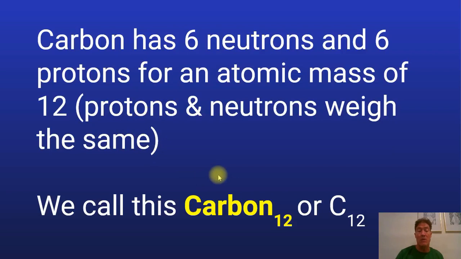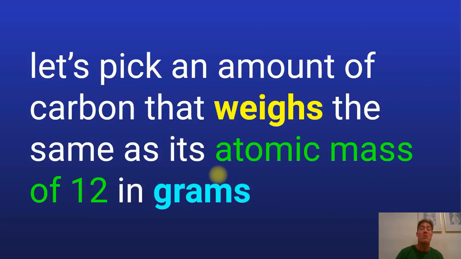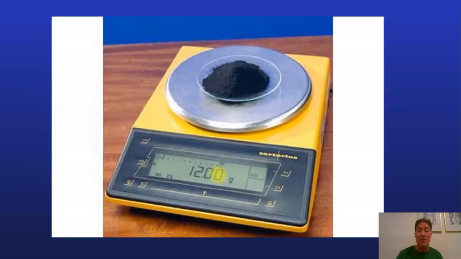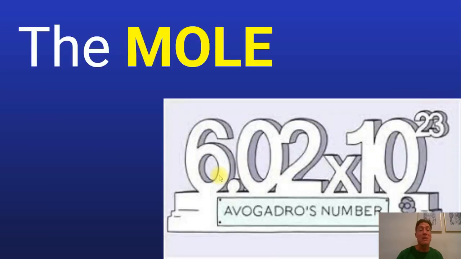So that we count in atomic mass units. That's the weight of neutrons and protons. So now we're saying, let's pick an amount of carbon that weighs the same as its atomic mass of 12 in AMUs. Let's get enough of those to give us the same number, 12, in grams. The number of atoms that makes up 12 grams of carbon-12 turns out to be the mole.